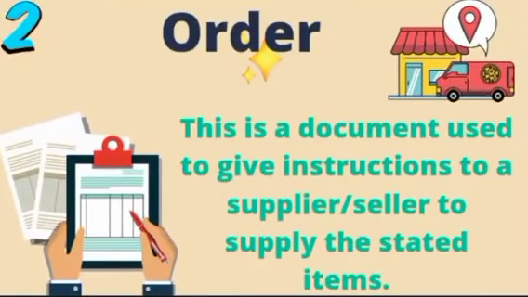The purchase order. This is a document used to give instruction to a supplier or a seller to supply the stated items. And let me use that instance again, assuming you want to purchase some items from UPSS bookstore. Those books, you've already seen their prices through the price list. You can send a purchase order to UPSS in order to order the ones that you want to purchase.